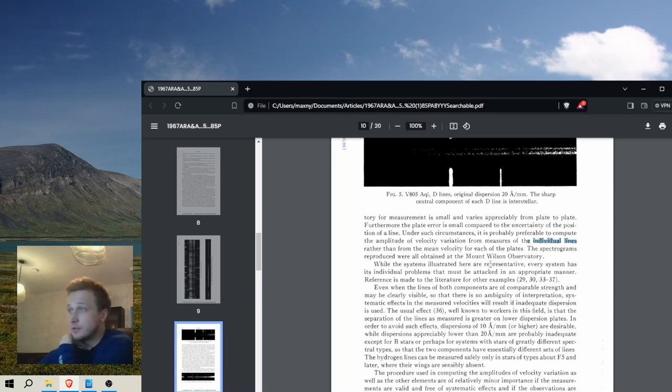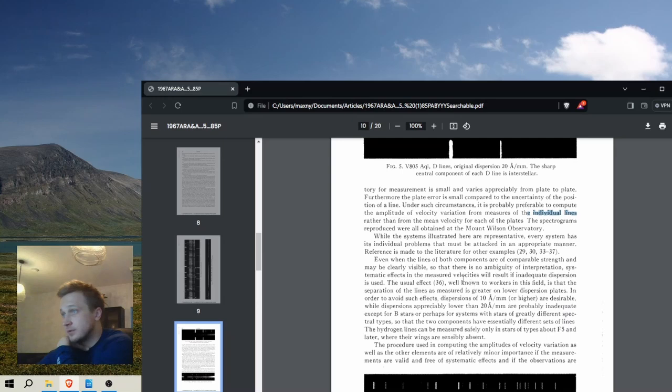The spectrograms reproduced were all obtained at the Mount Wilson Observatory. While the systems illustrated here are representative, every system has its individual problems that must be attacked in an appropriate manner. Reference is made to the literature for other examples. Even when the lines of both components are of comparable strength, they may be clearly visible so that there's no ambiguity of interpretation. Systematic effects on the measured velocities will result if inadequate dispersion is used. The usual effect, well known to workers in this field, is that the separation of the lines is measured greater on lower dispersion plates.